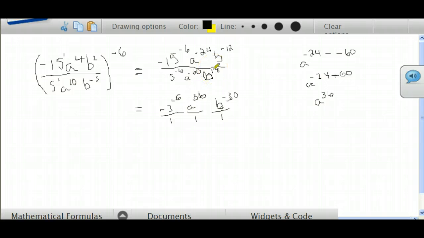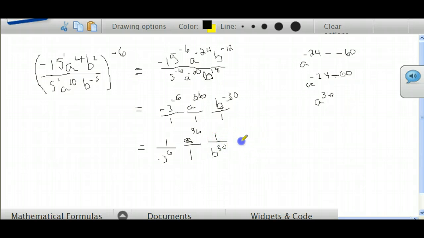What are you not supposed to have? You're not supposed to have a negative exponent, so how can you handle it? The negative 3 to the negative 6 becomes 1 over negative 3 to the positive 6. The only thing that changed is the sign of the exponent. It's still going to be a to the 36 at the top over 1, because that's positive, so you don't do anything with that one. And the b is going to be 1 over b to the positive 30.